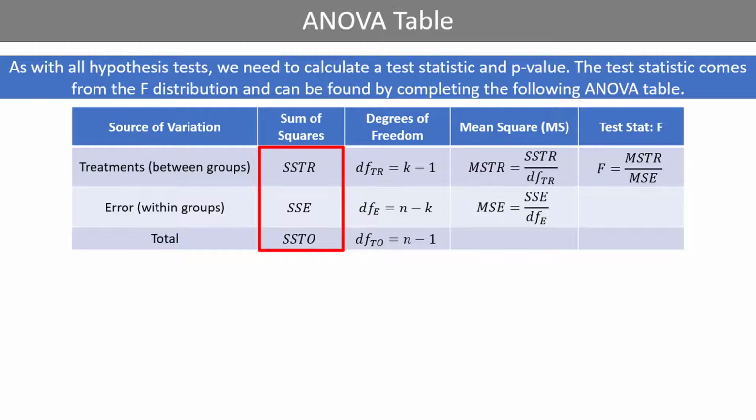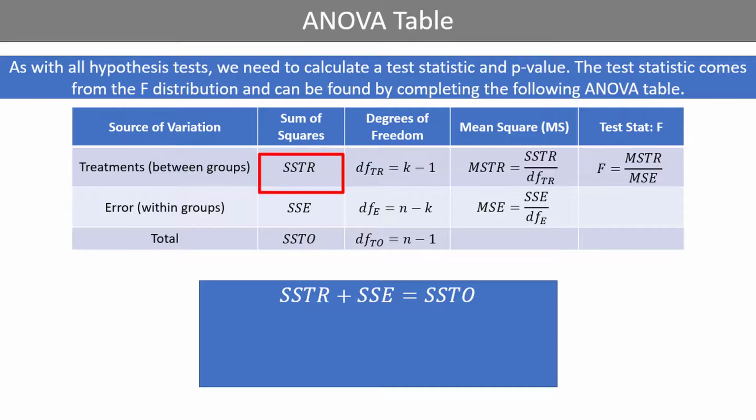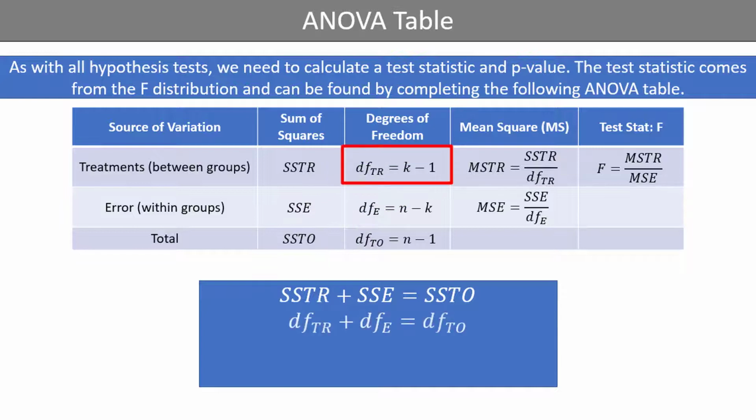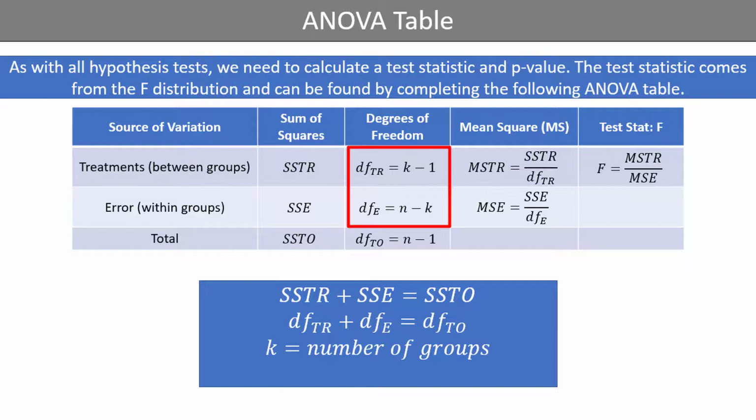The formulas for the sum of squares are complicated and time-consuming, so we will be solving for them in the calculator. What you will need to remember is that the sum of squares treatment plus the sum of squares error is equal to the sum of squares total. We also need to know that the degrees of freedom treatment plus the degrees of freedom error is equal to the degrees of freedom total. K is equal to the number of groups that we are comparing, which is used in the degrees of freedom calculation, and N is the total sample size.